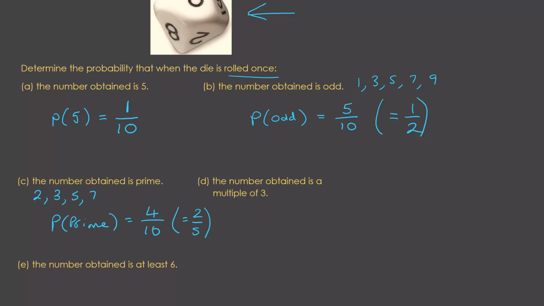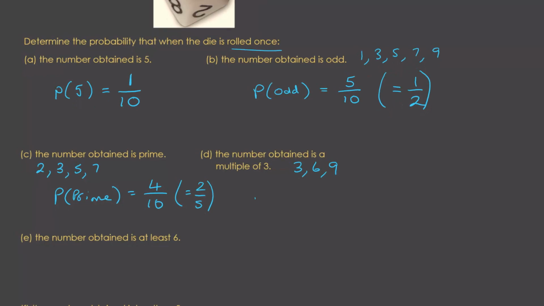The number obtained is a multiple of 3. Well, the ones that are on the die are 3, 6, and 9. So the probability that we get a multiple of 3 is 3 out of the 10.